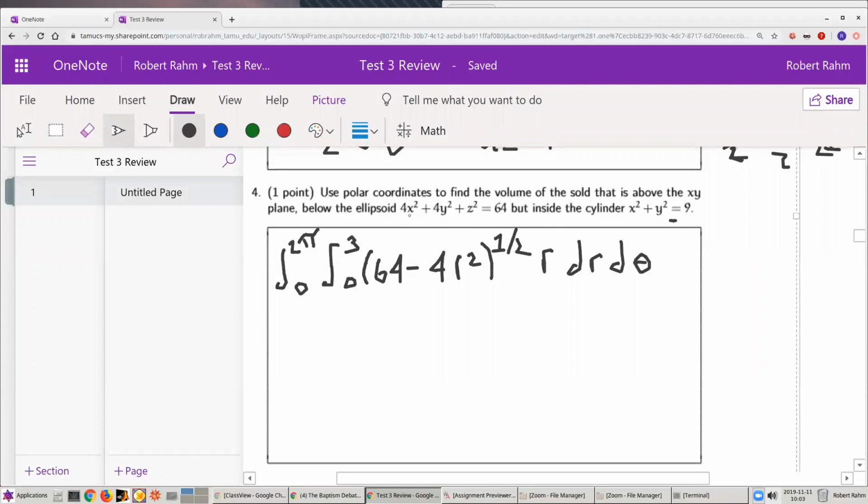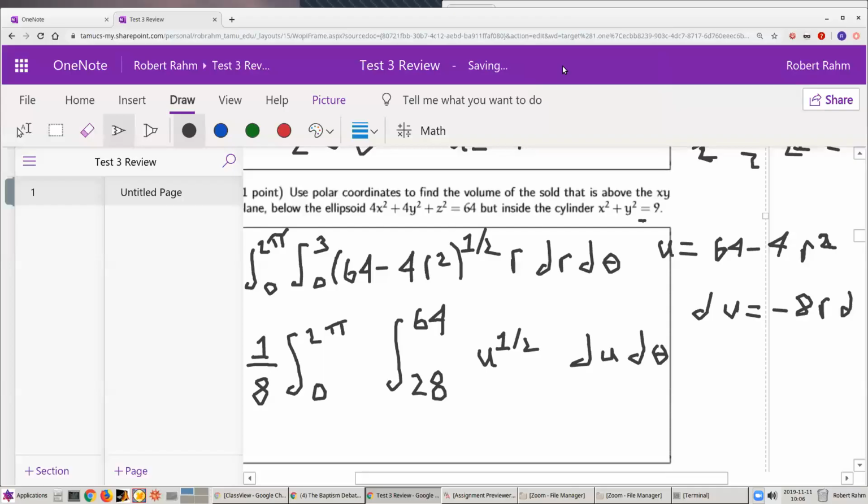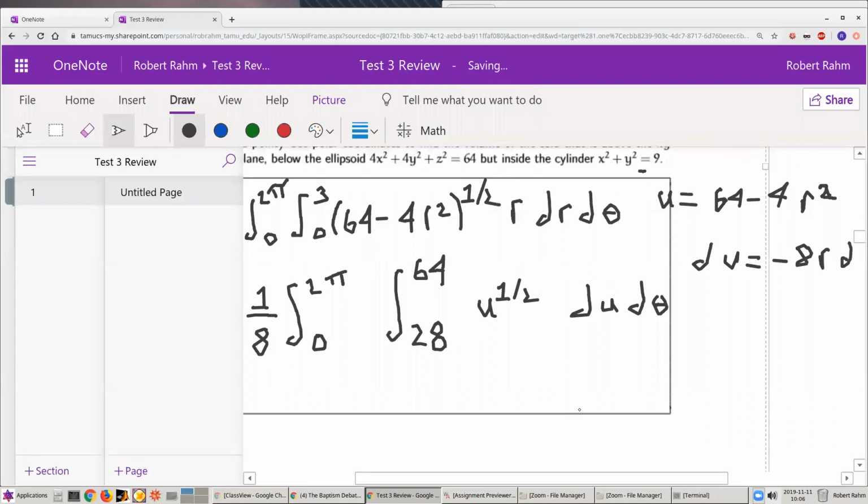Okay, and then this right here, if you write 4x squared plus 4y squared in polar coordinates, this is just 4r squared. So what this says is 4r squared plus z squared is equal to 64. In other words, z is equal to the positive square root of 64 minus 4r squared, and this is exactly what we have here. This is just Calc 1 u substitution. U is equal to 64 minus 4r squared. This is du. This is what we get when we make the substitutions.